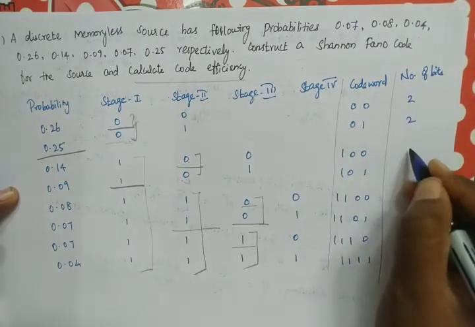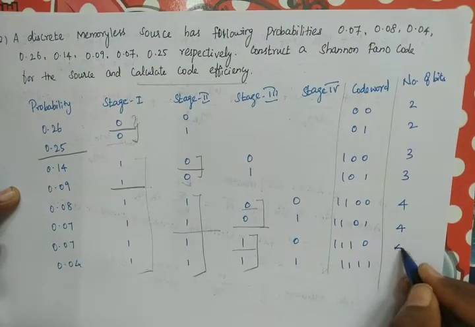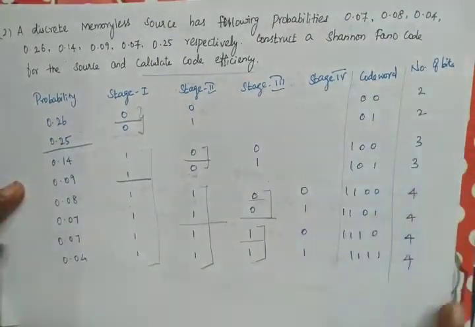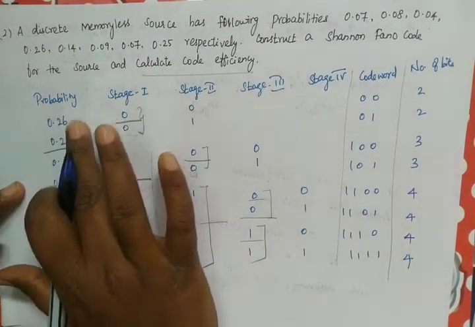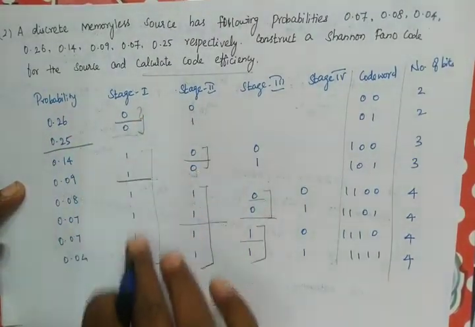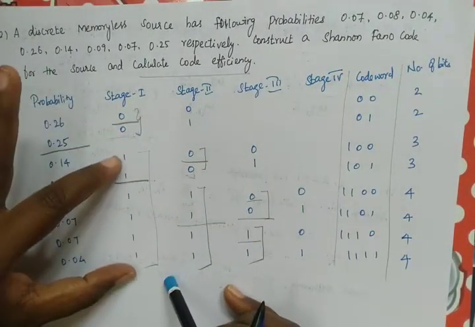2, 2. Here we have 3, 3. And then next one is 4, 4. 1, 2, 3, 4, 4. So this is how we have to write the Shannon Fano code. So first, split this into 2 groups. The above group represents 0 group and the below group represents 1 group. And you should not combine this 0 and 1. This is 0 group, this is 1 group.